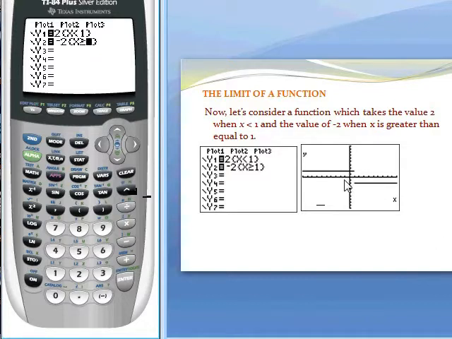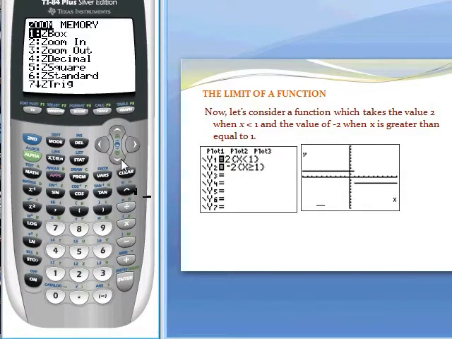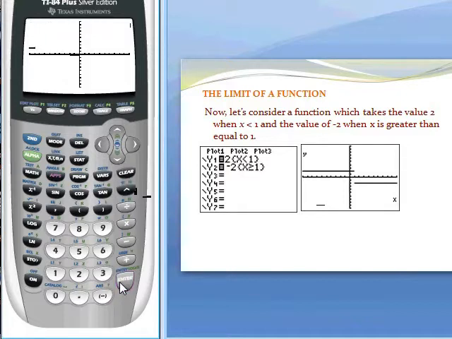Let's see if we entered it right. When I graph, I'll use zoom, and let's use zoom standard, which is option 6. Push that. Here we go. Here's my step function. Very good.